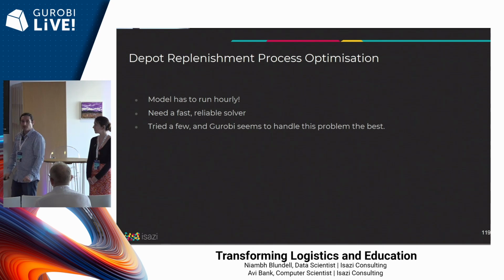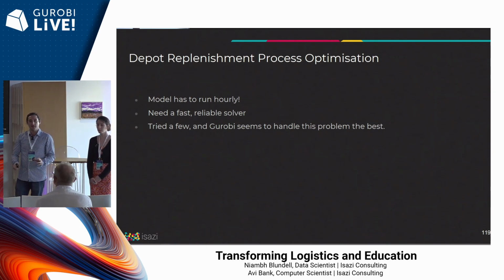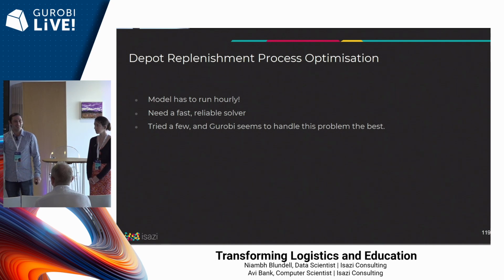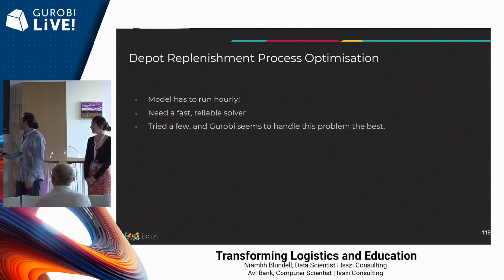So when we first started, we tried a few solvers. We started with CBC. I don't know if everyone's familiar with it, but CBC is the open source one. We moved to Cplex. It handled it a lot better, but then we tried out Gurobi, and that was a completely different ballpark. So we're very happy, and we get better optimality actually as well.